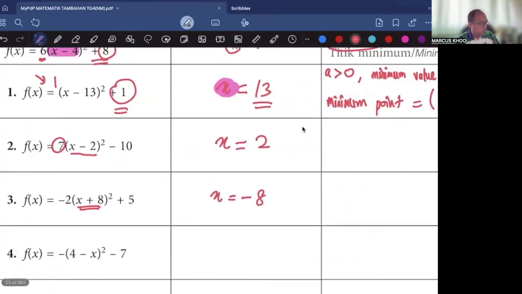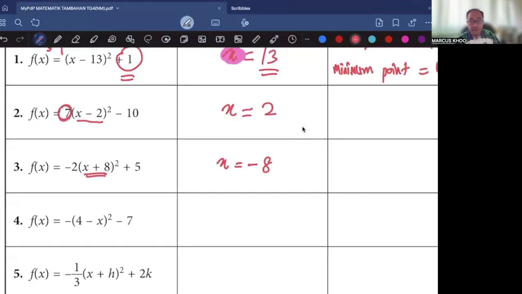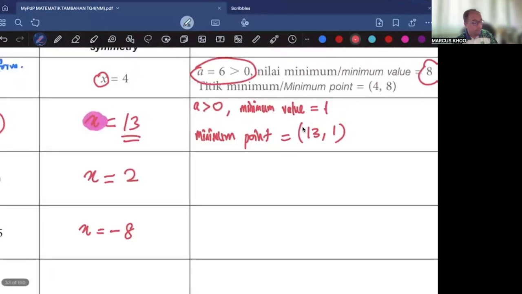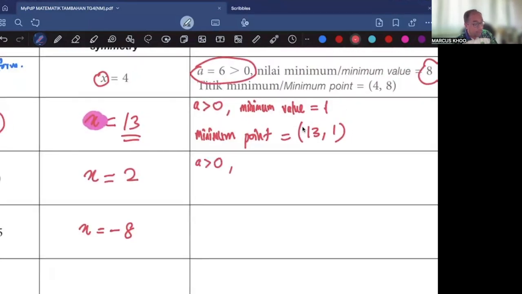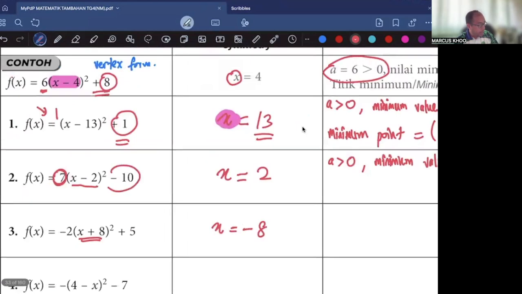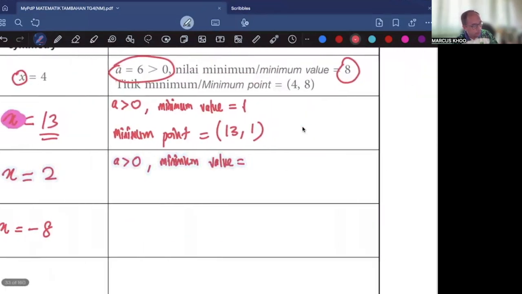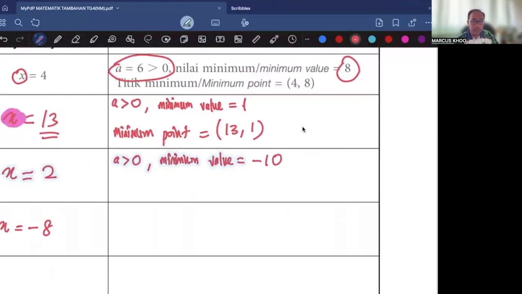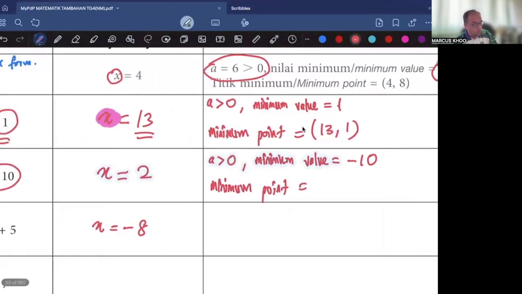Let's take a look at number 2. Our a value is 7. 7 is positive, therefore it is a minimum value, not a maximum value. What is my minimum value? Let's take a look at the number behind there. This is negative 10. Take the positive and negative together with you. So the minimum value is negative 10. So the coordinates of my minimum point will be, what's my x? x is 2, y is negative 10. So this will be my answer.